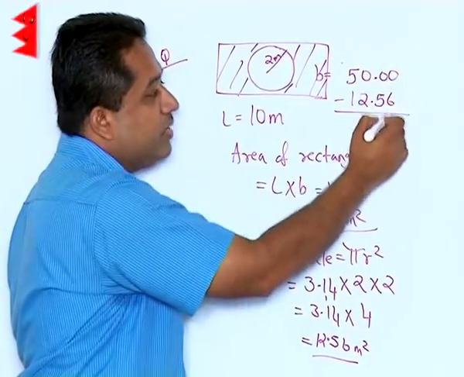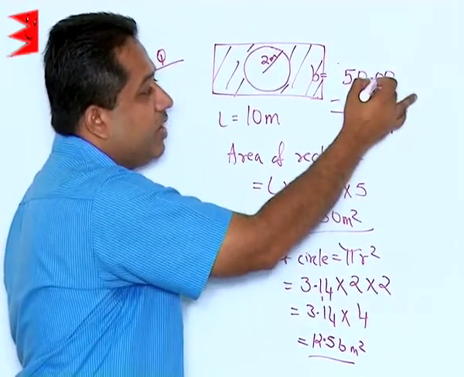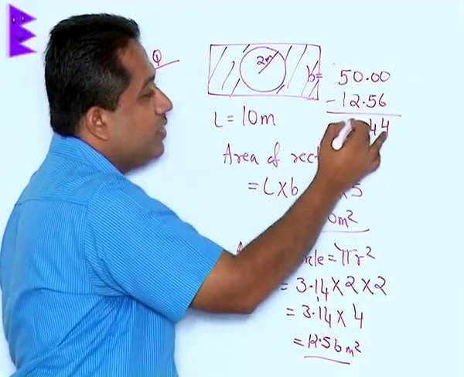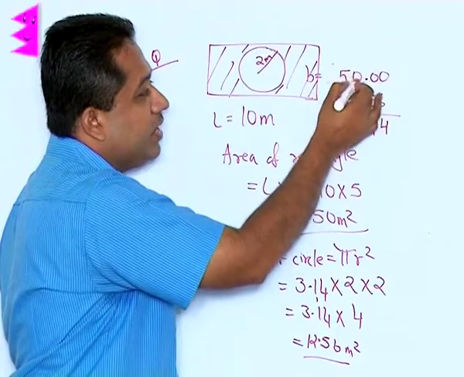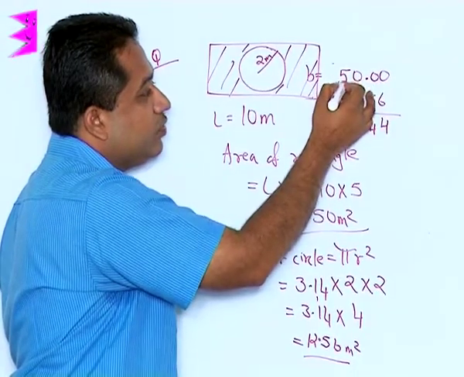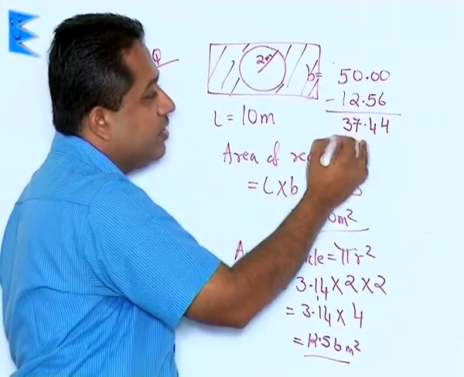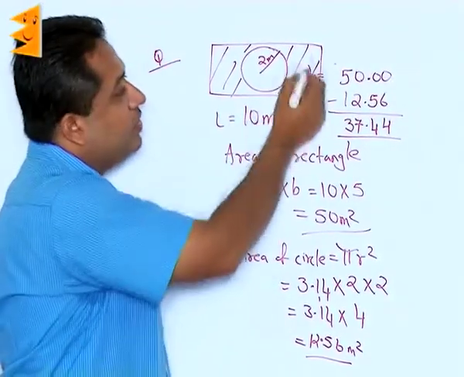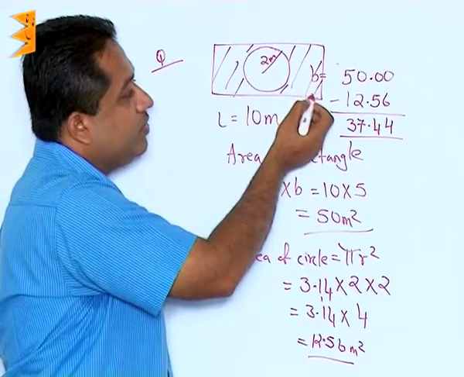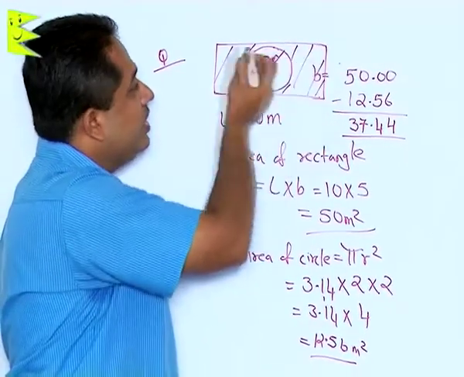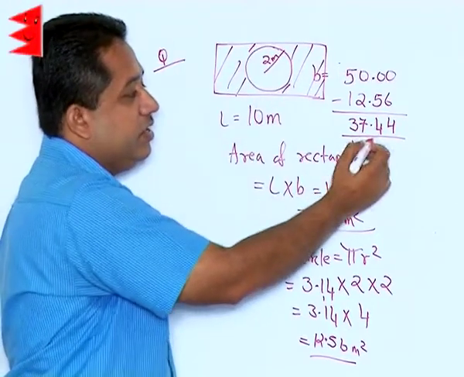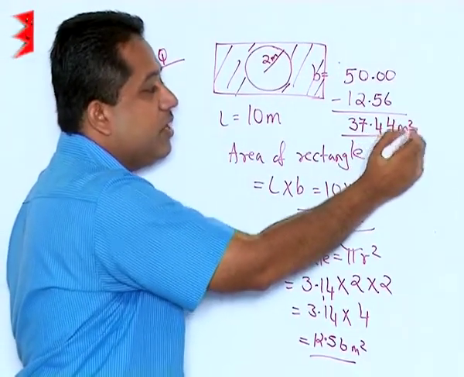So we get 10 minus 6, that's 4 here. We have 9 minus 5, that's 4 here. Then we have 9 minus 2, that's 7. And we had taken 1, so the 4 is left here. So 4 minus 1 we get 3. So we can say that the shaded area of this figure, or the rectangle minus the circular area, is 37.44 meter square.